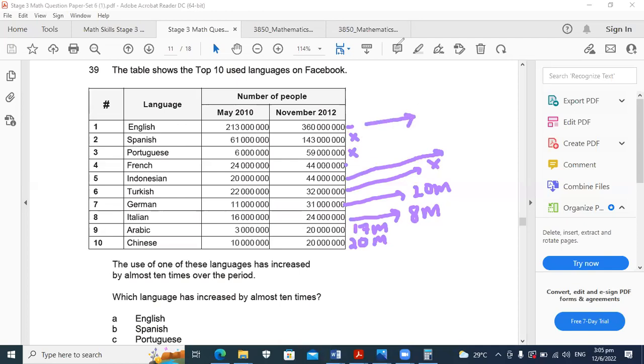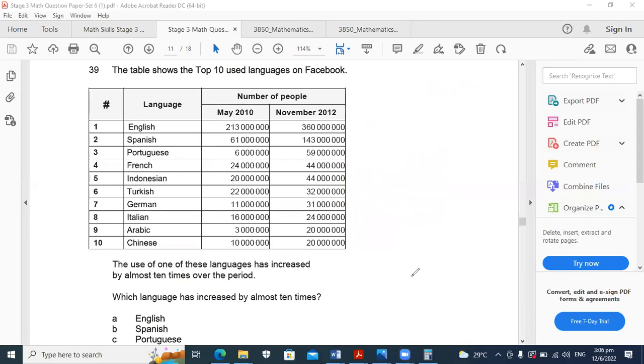I got a question. I don't like this question anymore. This is 426 million. So the question says which language has increased by almost 10 times? Oh, 10 times. Yes, sir. Oh my. I'm tired here.